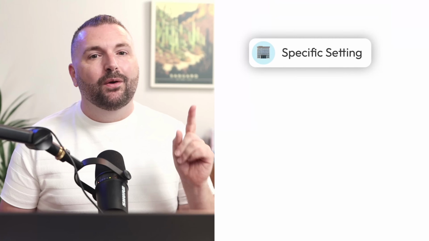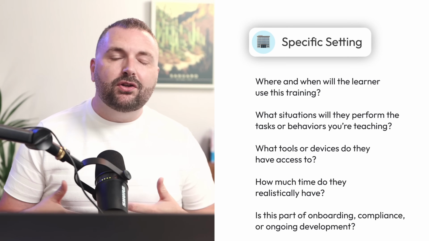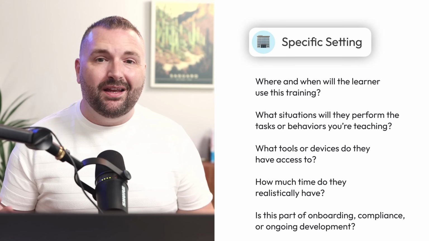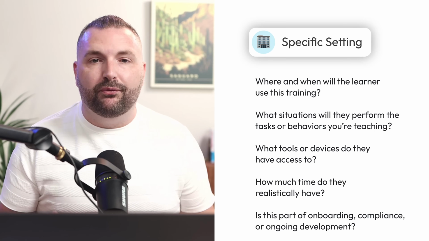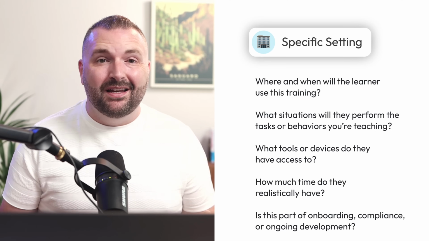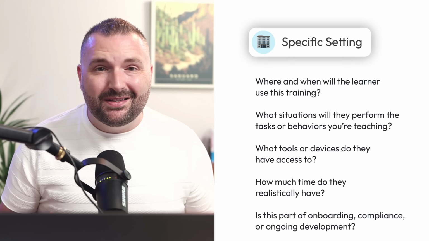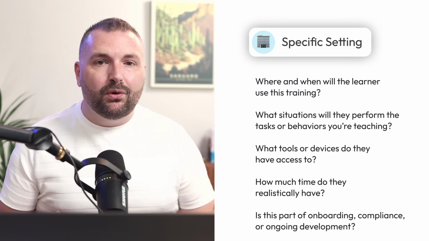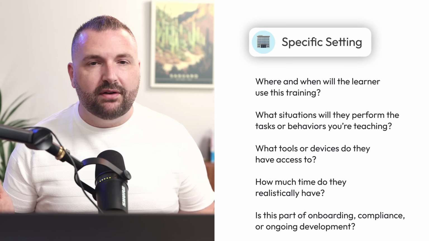All right, third, we need a specific setting. Context matters. The setting shapes how learners experience training and what constraints you have to work with. Ask yourself, where and when will this performance issue happen? Where and how will the learning take place? Is it remote, in-person, or hybrid? What tools or time constraints exist? Is this part of onboarding, compliance, ongoing skills development? These are all questions you have to be able to answer.